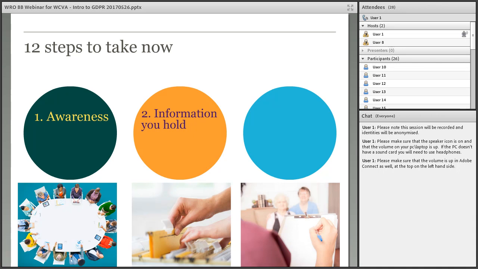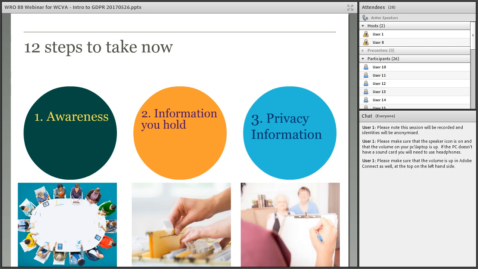So just an example to paint that picture. If you hold inaccurate personal data and a data subject lets you know that it's inaccurate and you need to rectify it, you'll also be required under GDPR to inform third parties if you've disclosed that inaccurate data to any third party. So if you don't know what you hold and you don't know who you've disclosed it to, then it'll be really tricky to meet your obligations under GDPR if you do get a request for rectification.